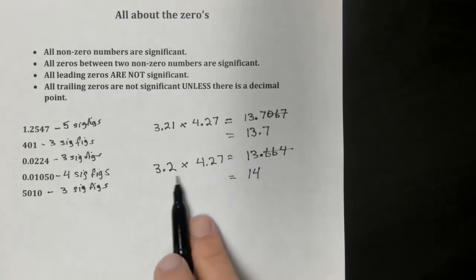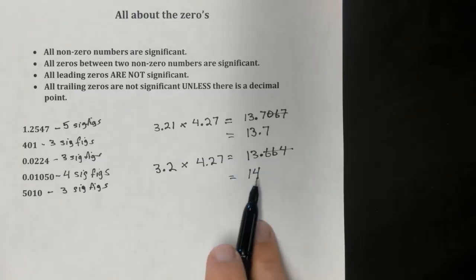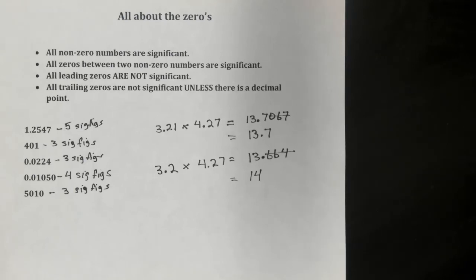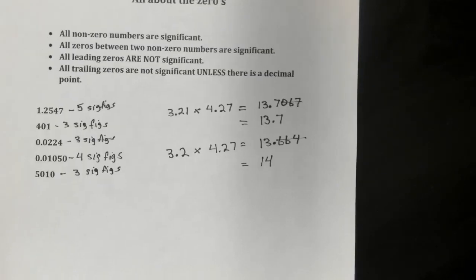Two significant figures limits our answer to two significant figures. That's the rule in multiplication and division. That's the general rule. Addition and subtraction is a bit different.